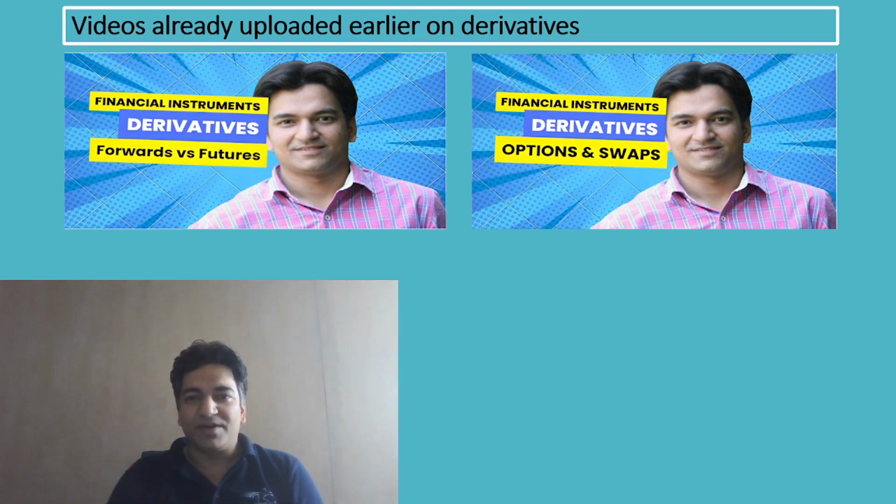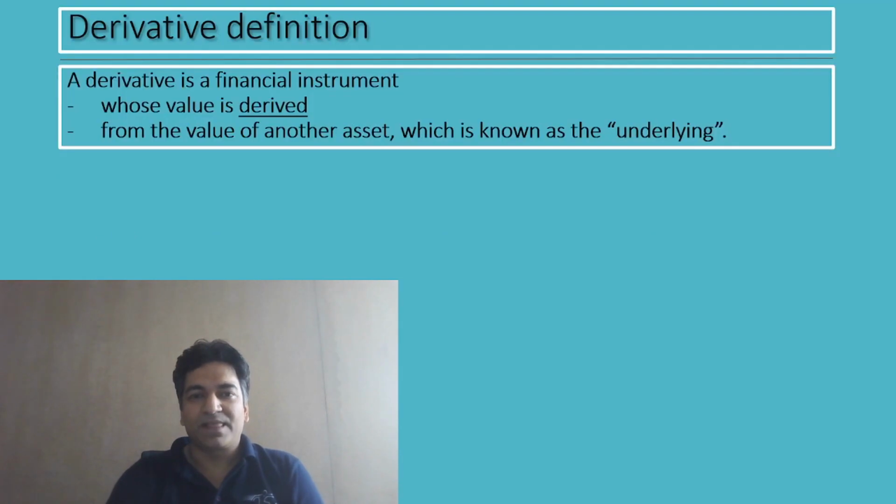We will take a couple of slides to understand what exactly is a derivative, and then we will move forward to embedded derivatives. Okay, what exactly is a derivative? We have already discussed in earlier videos that a derivative is a financial instrument whose value is derived from the value of another asset, which is also known as the underlying.